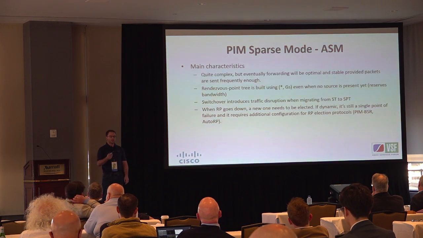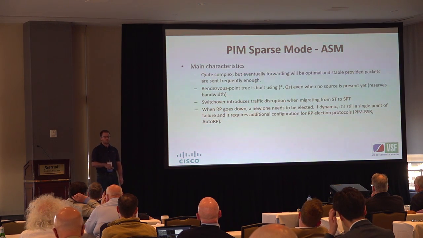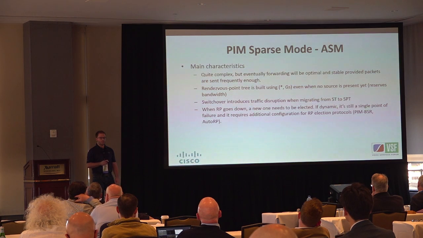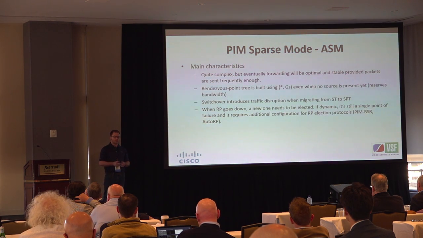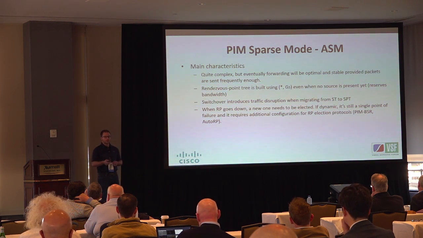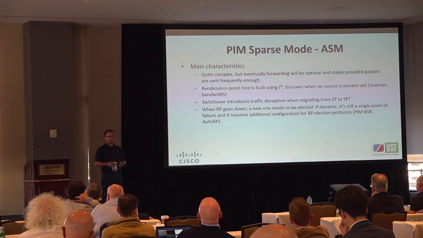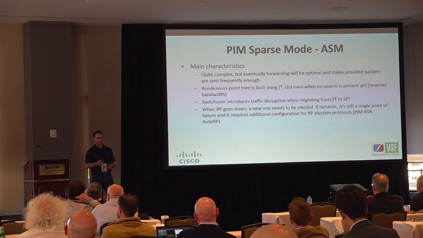The switchover from the source tree to the shortest path tree introduces a traffic disruption. And when the RP goes down, a new one needs to be elected, you're going to have a problem. There are things out there that can kind of help with this failover, like PIM BSR or auto RP, but at the end of the day, it's still an election process, it's still a single point of failure, only one rendezvous point is active at a time.